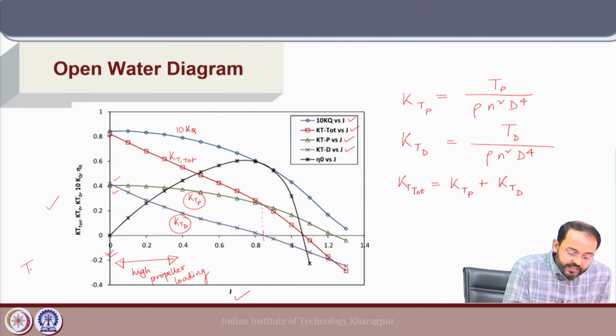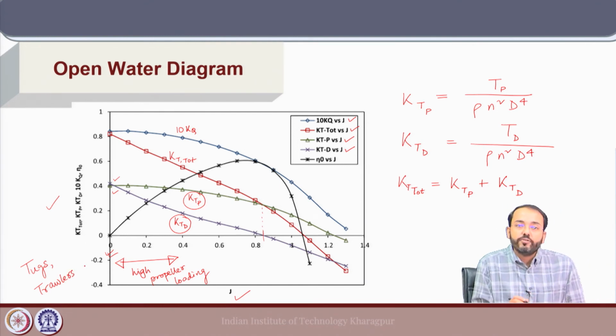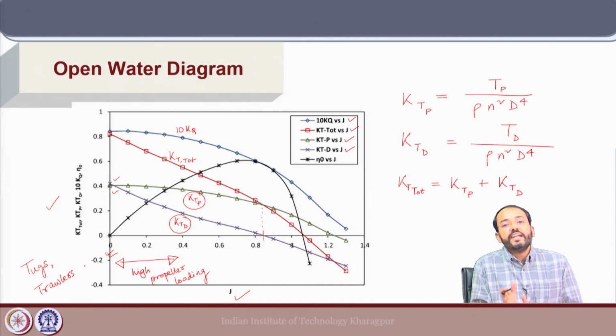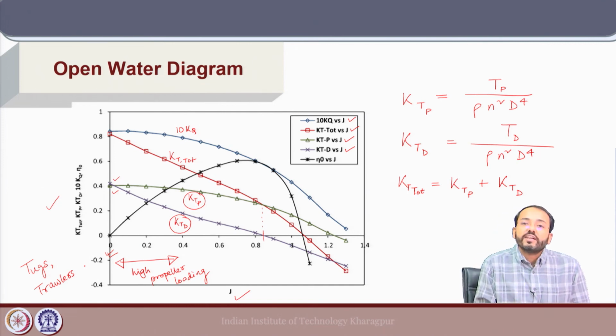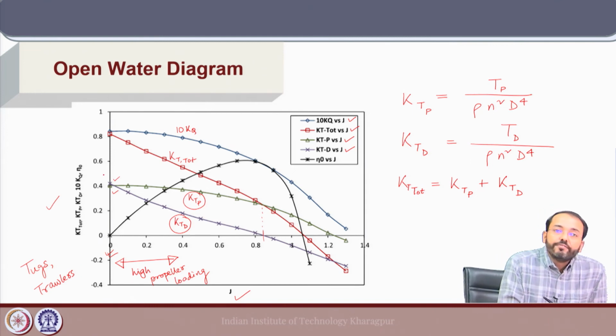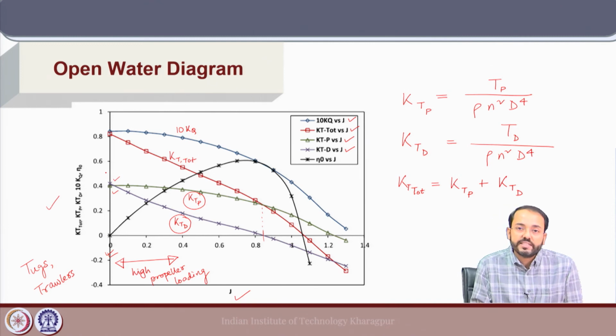So, typically tugs, trawlers and also other types of vessels which operate in high loading conditions. Now, for tugs and trawlers where the towing duty is critical, the forward speed is very low and a large amount of thrust is required. So, in these cases ducted propellers can give very high thrusts which are used for effective towing purposes.